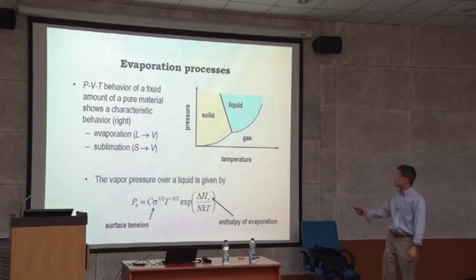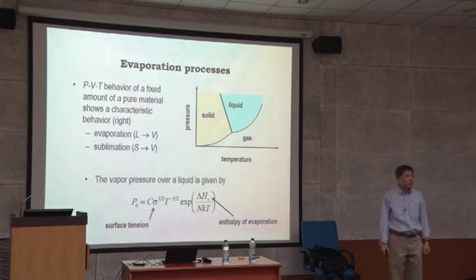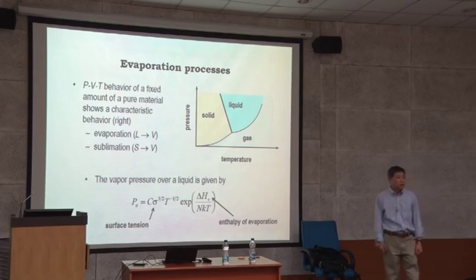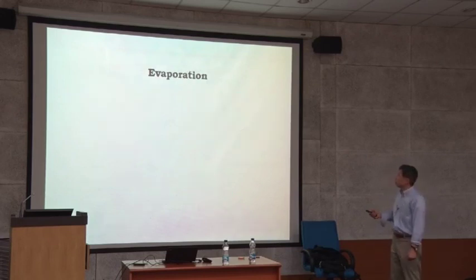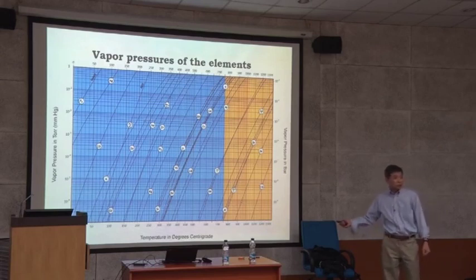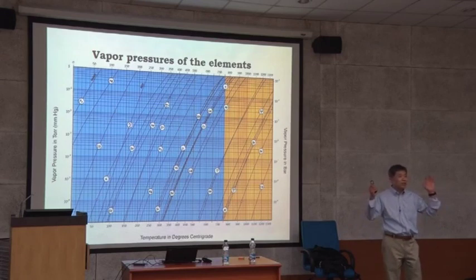It's this phase diagram. And then evaporation is the liquid to gas phase transition. That's the vapor pressure we get. This vapor pressure over liquid is given by this kind of equation, with the enthalpy of evaporation. So most evaporation uses this kind of diagram. Anybody use this diagram for your evaporation? Raise your hand. Nope. Haven't used that?